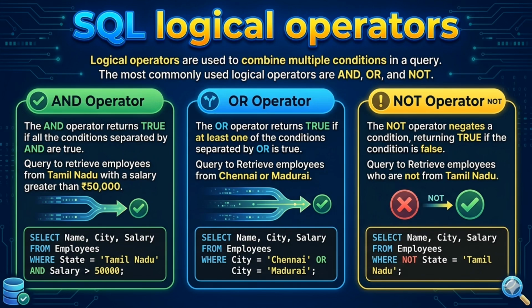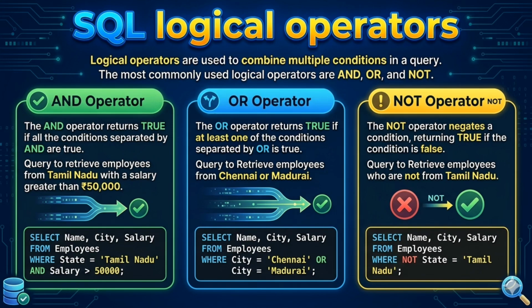Think of a scenario where you want to retrieve employee records if they live in Chennai or Madurai. That query is written: select name, city, salary from employees where city equals Chennai or city equals Madurai.